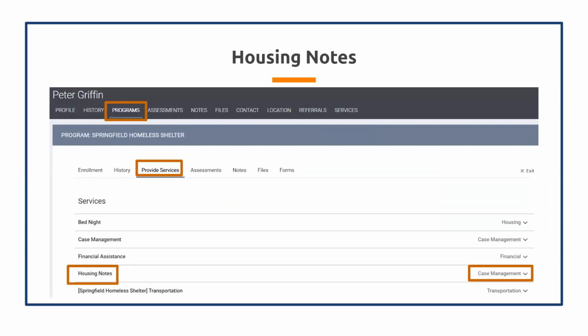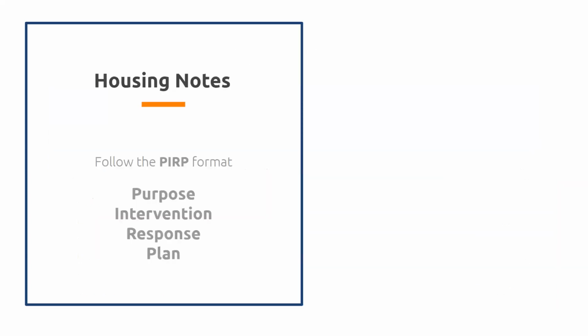So following the exact same format, you can add in housing notes. Housing notes should be used for information related to housing the client. These notes should be shared with the COC in order to streamline the housing process for the client and to coordinate care among multiple agencies. So housing notes should follow the PRIP format, which is the purpose, intervention, response, and plan.